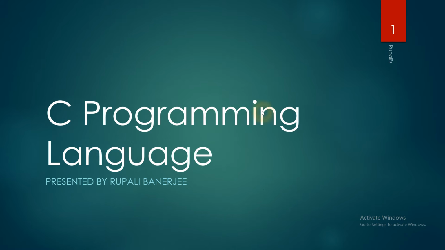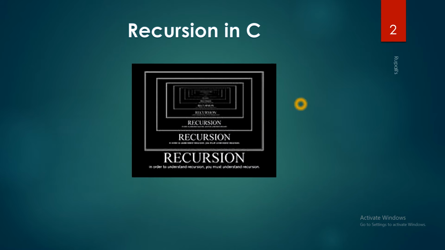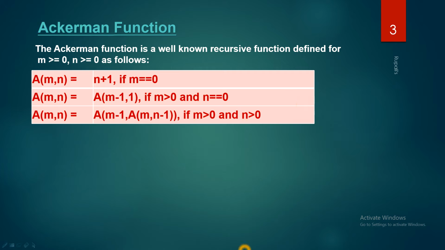We will learn one of the most important recursive functions, the Ackermann function. So what is the Ackermann function? The Ackermann function is a well-known recursive function defined for m greater than or equal to 0 and n greater than or equal to 0 as follows. When m equals 0, A(m,n) equals n plus 1.